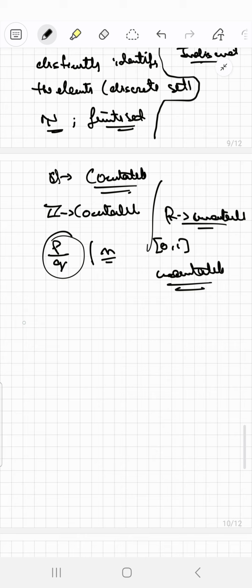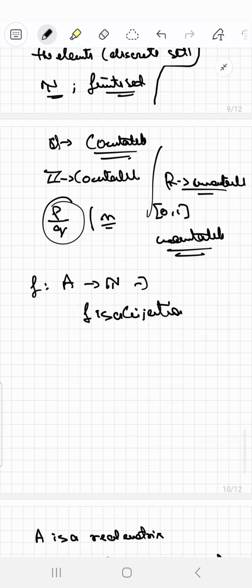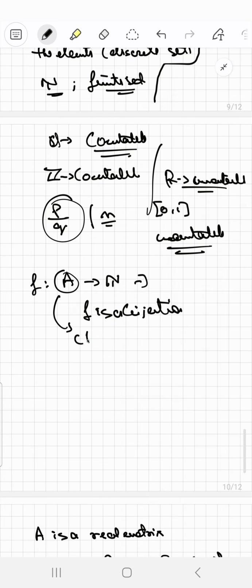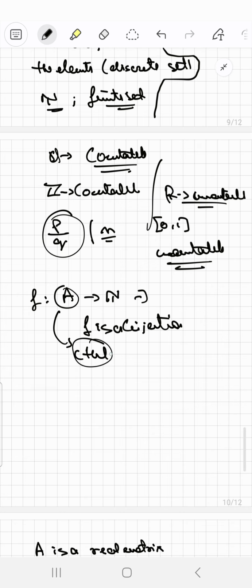Typically speaking, if there exists a function f from some set A to the natural numbers N such that f is a bijection, then we say that the set A is countable. If A is furthermore finite, then we say that A is finite, while if it's countable but infinite, we say it is countably infinite. So we understood the classifications: countable and uncountable sets.